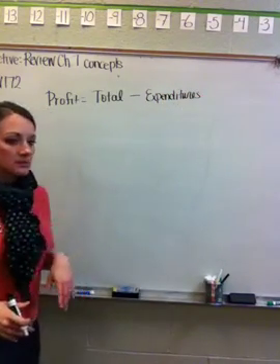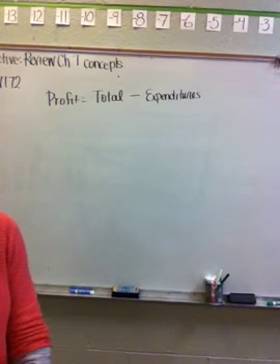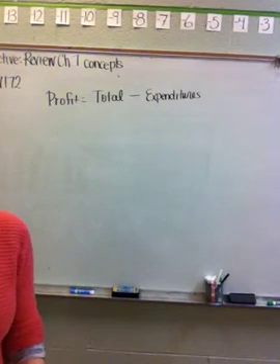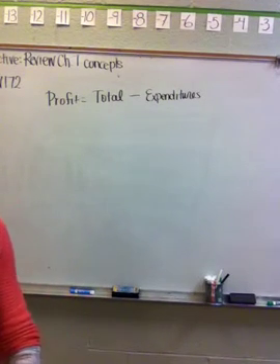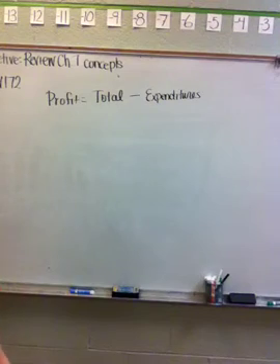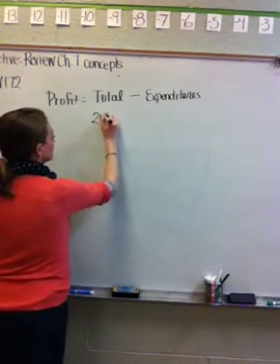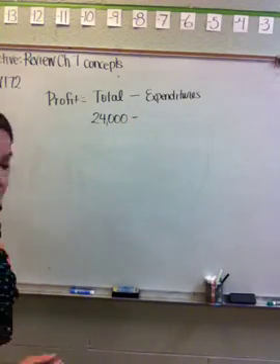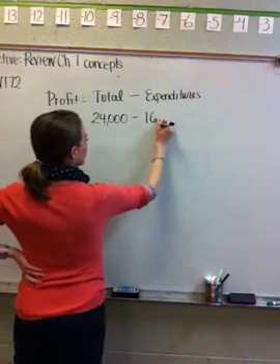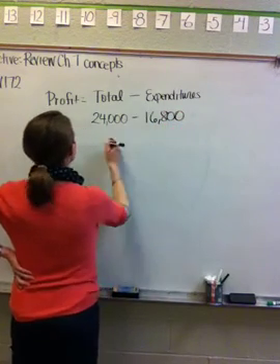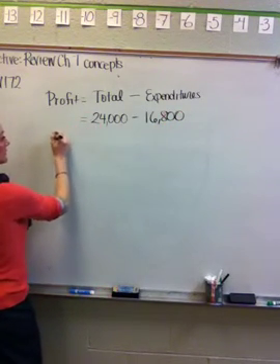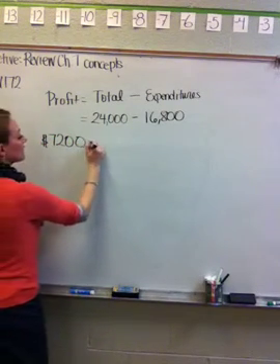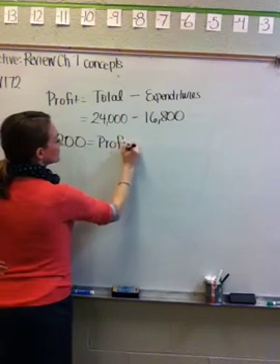How much you spent. Or, sorry, total income minus total cost. What's the total income from the word problem? 24,000. So I have 24,000 minus what were her costs? 16,800. So what is the profit? 7,200. So this is her profit. That's how much she made.